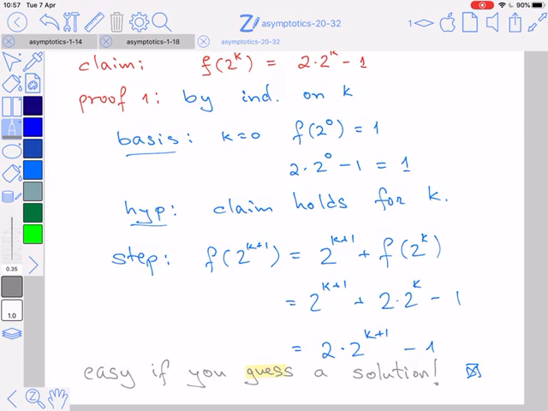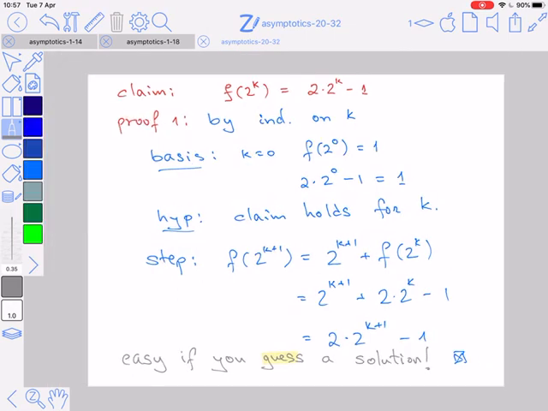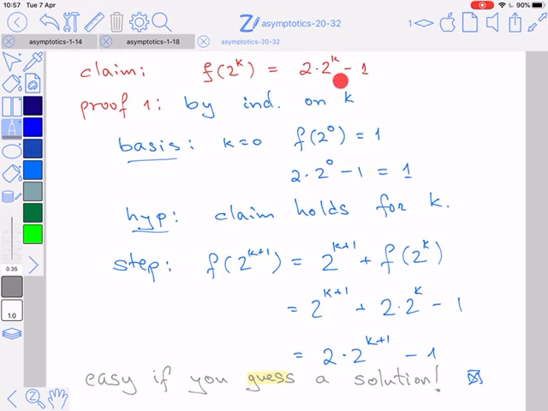Now, this proof is very easy if you have a good guess of the solution. But how do you come up with the guess of 2 times 2 to the k minus 1? Okay, so if somebody asks you, is this guess correct, you can check it by induction, but how do you come up with the guess in the first place?